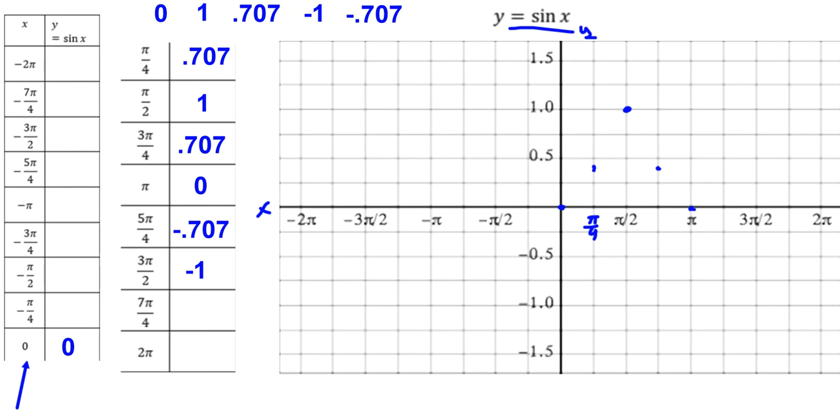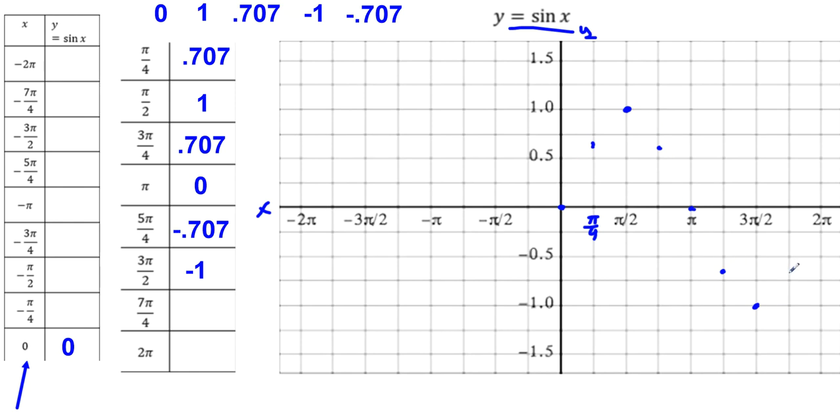I could plot that, I guess. So we're at -0.707, which is right about here. All right. Oops, that's not quite 0.707. Let's move that up a little. Move that up a little. Okay, that looks a little better. And let's see, I'm going to be at -1 right here. And guess what?